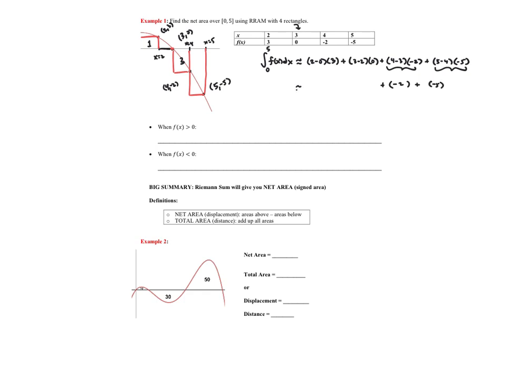Okay, so our first rectangle accumulated an area of 6, second 0, third negative 2, and fourth negative 5. So when f of x is greater than 0, the area is positive. When f of x is less than 0, the area is negative.